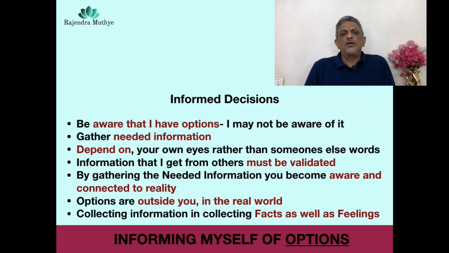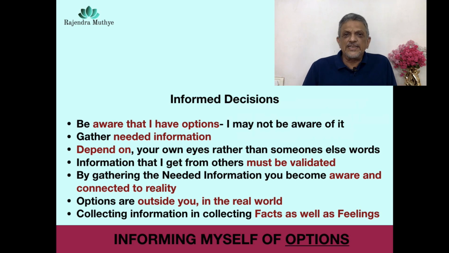Now, depending on your own eyes rather than somebody else's word is more important. Especially in today's world on the internet, there is a lot of information that is thrown at you. You have to validate that information. Don't buy information that you get on social media or on the internet at face value. Make your own checks to make it an informed decision. To make an informed decision, you will have to check it. Okay? Information that I get must be validated. Yes, that we spoke about.